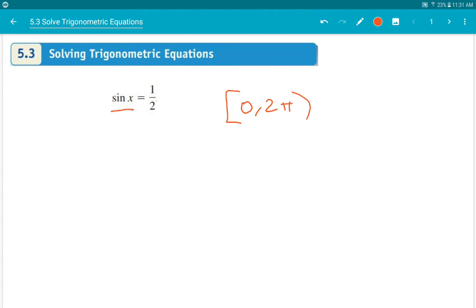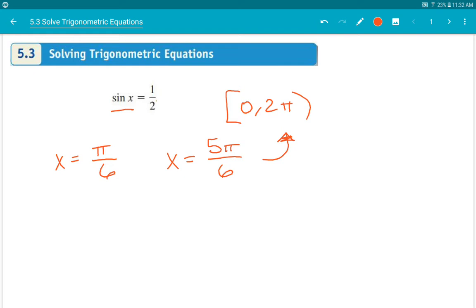Basically the unit circle. We're going to think of the unit circle and try to identify where sine of x is equal to 1/2. There's actually two locations. The first location is at the angle pi over 6. And then the second location is at the angle of 5 pi over 6. Now, these two are the solutions on this particular interval.